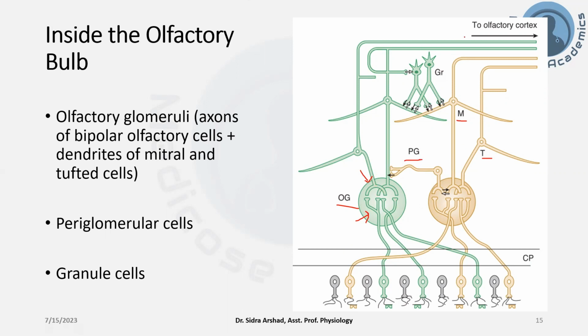Also present are the granule cells, which are also inhibitory cells. These can inhibit the mitral and tufted cells. These cells are stimulated by the feedback impulses from the higher centers, and these granule cells then are going to inhibit the mitral and tufted cells. These are involved in the central adaptation mechanism.